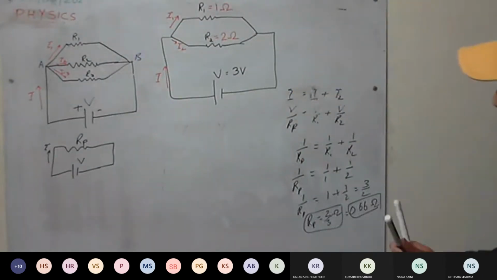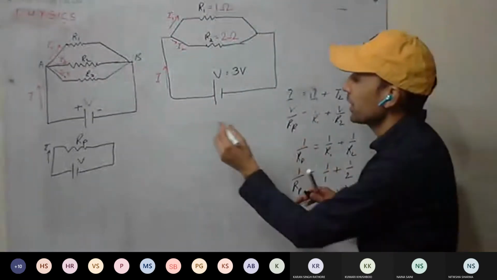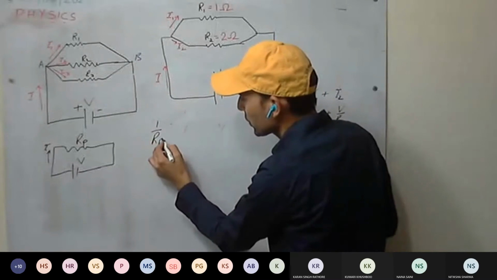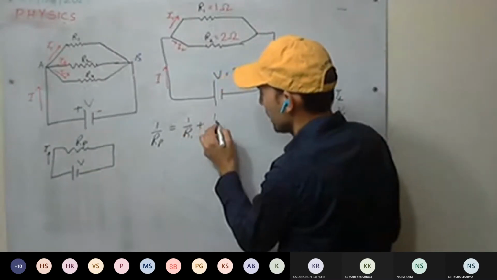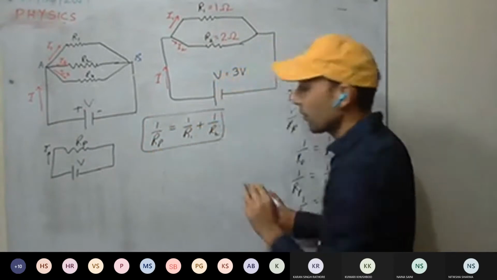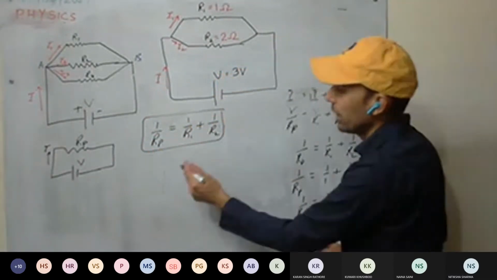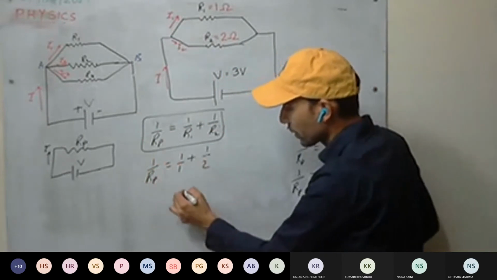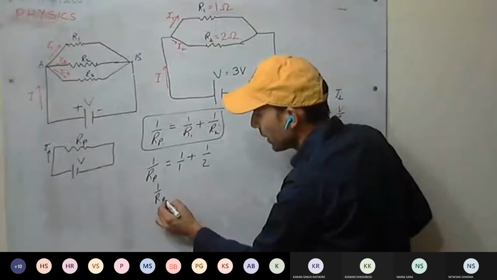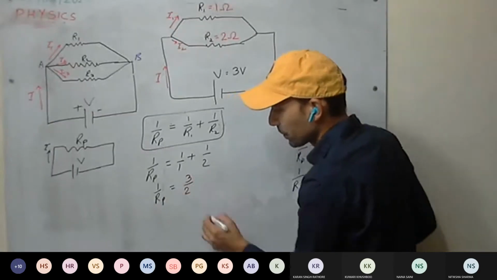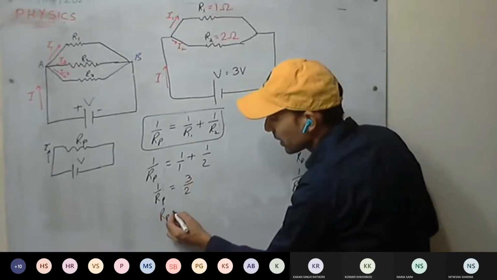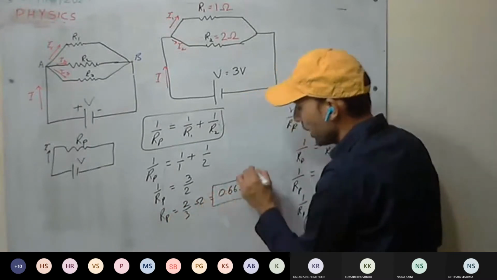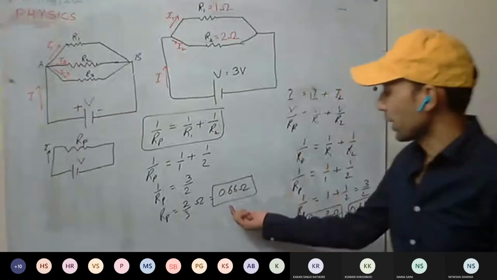Okay. So see here, Rp is the parallel equivalent. How to calculate? Take the reciprocal. This is the formula. Put the values: 1 upon Rp equal to 1 upon 1 plus 1 upon 2, and calculate them. So 1 upon Rp is coming out to be 3 by 2. So Rp will be 2 by 3 ohm, which is 0.66 ohm.